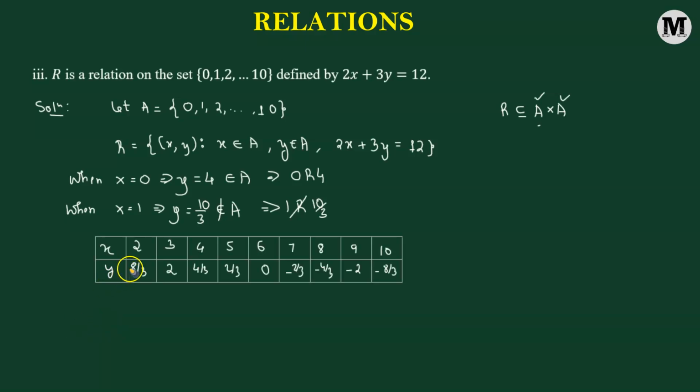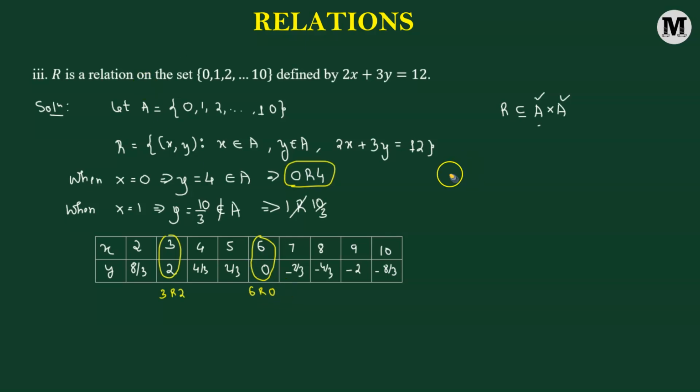Now for the rest of the values of x, we have also obtained the corresponding y values. When x equals 3, we get y equals 2, and clearly 2 is an element of the set A. Then if we choose x equal to 6, the corresponding y value equals 0. Now 0 is an element of the set A. For all other values of x, the corresponding y value does not belong to the set A. So here we have only 3 possibilities in total. One is 0R4, the next is 3R2, and then we have 6R0.